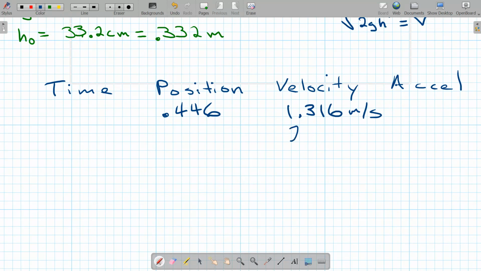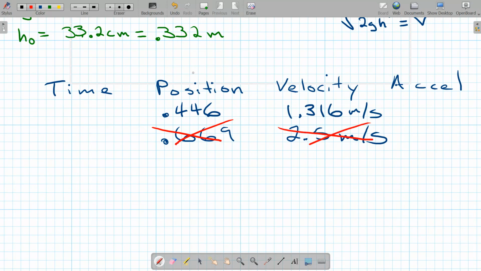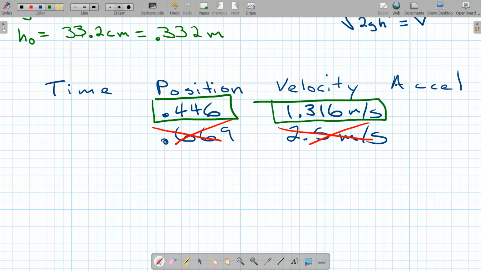Now they had other ones. There was one above that was like 2.5 meters per second roughly, but that had a position of 0.666, 0.69 or something like that. That's not the one we want. That's not the one we want. The one that we want is this one because it has the shortest position. So that's how you're going to identify the velocity.